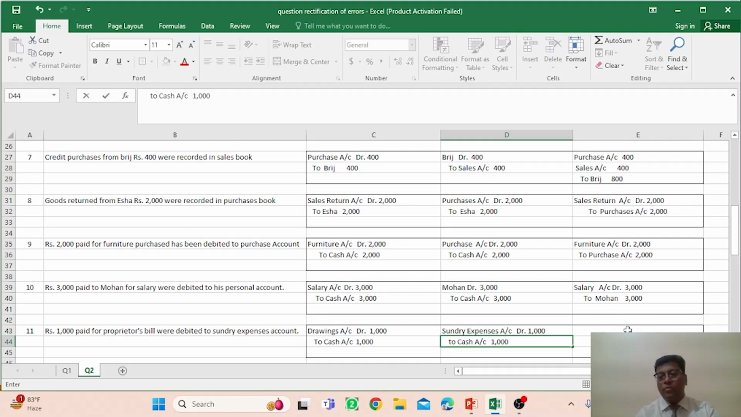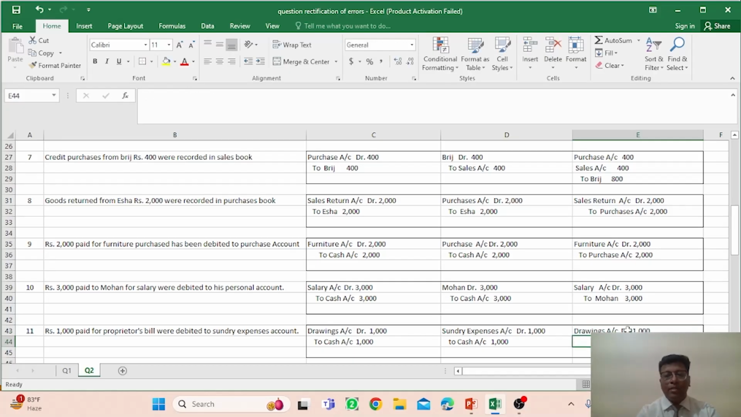And now you have to rectify this error, that drawings account debit rupees 1000 to sundry expenses account rupees 1000. So I think you have a good understanding of correcting or rectifying the errors, right?